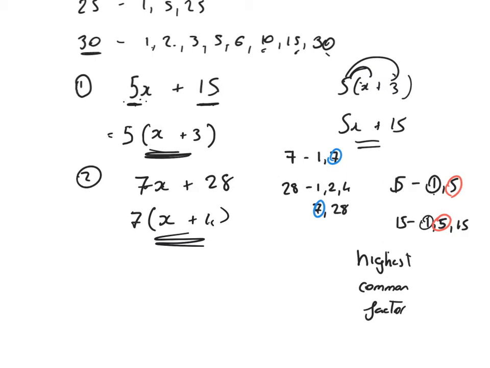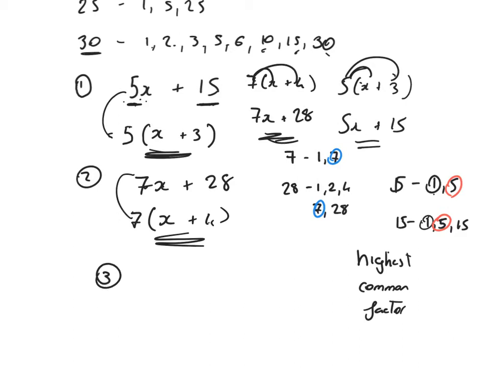Okay, let's check, is that the correct answer? Well, we can check by expanding it back out. 7 times x is 7x, and 7 times 4 is 28. So factorising is about reintroducing brackets into questions. Okay, example 3.